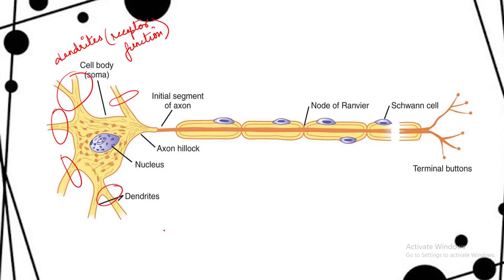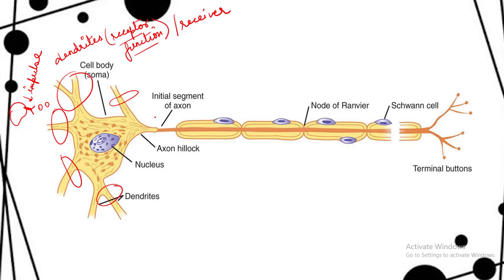What does it mean? It means that if this is a neuron, there will be another neuron here. From that neuron the impulse is coming, and that impulse will be received by the dendrite. That's why dendrites have the receptor or receiver function. As they have this function, they increase the surface area for receiving information by increasing their number. Dendrites are numerous in number, so that there is an increase in the surface area available for receiving the impulse.